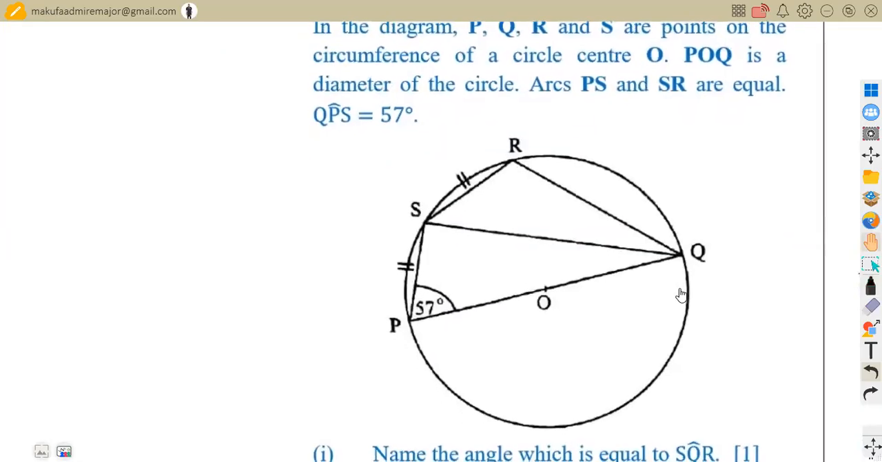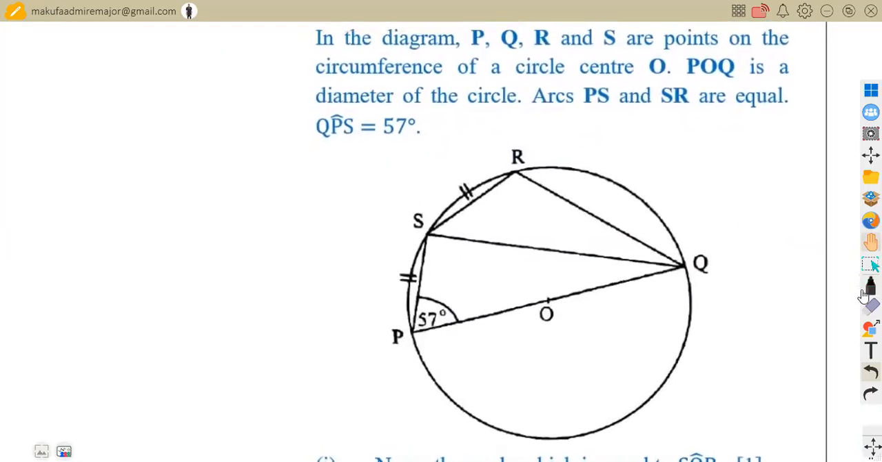Then here we are also given a diagram. In the diagram, we've got the points P, Q, R, and S. Such points are on the circumference of a circle, and we have a center O. The moment we are given a center, remember what I said, a diameter subtends an angle of 90 degrees at the circumference. So the angle at S is 90 degrees there. And you're also given that arcs PS and SR are equal. Take note, this time they gave us the arcs being equal.